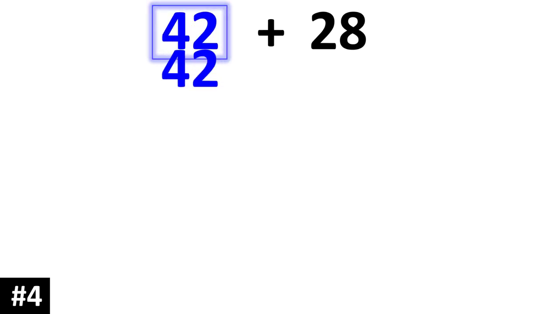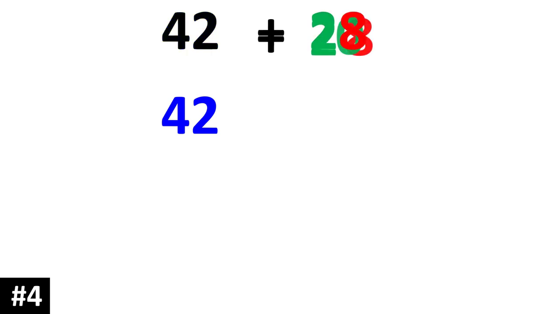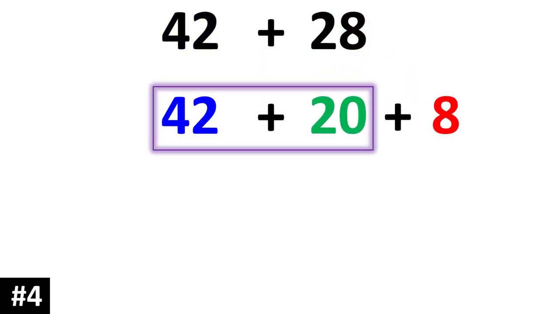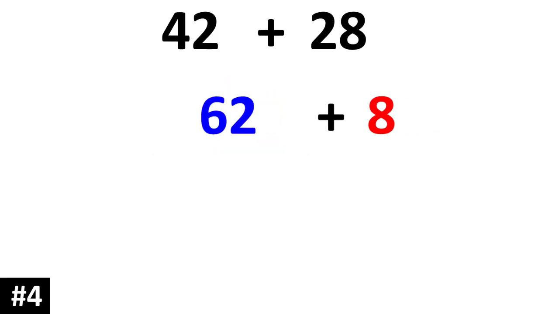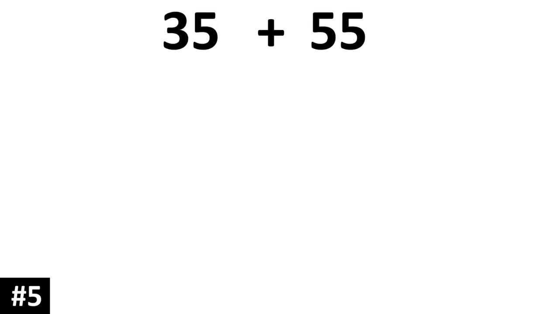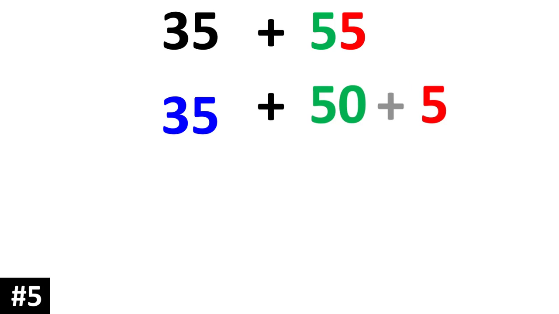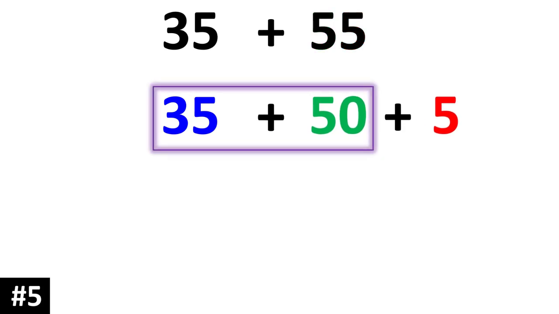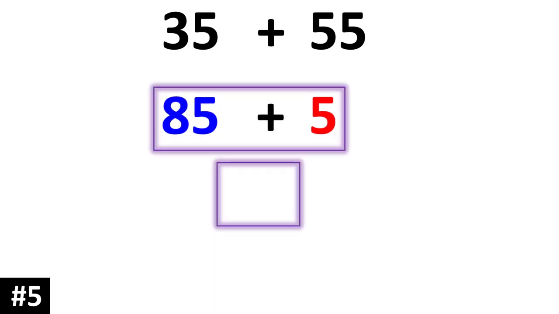How about 42 plus 28? We can think of that as 42 plus 20 plus 8. 42 plus 20 is 62. 62 plus 8 is 70. 35 plus 55. We look at that as 35 plus 50 plus 5. First add the 35 and 50, and we get 85. We add the remaining 5. 85 plus 5 is 90.